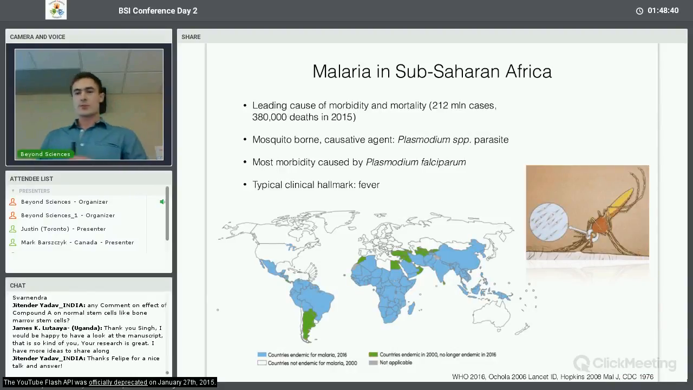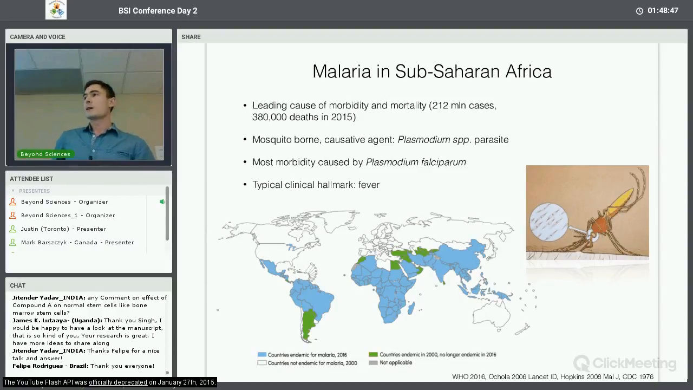So I'll give you a brief introduction. We all heard about malaria, and we all know that malaria remains a serious health burden globally, but especially in Sub-Saharan Africa. According to the recent WHO report, Sub-Saharan Africa was home to about 90% of all global malaria cases, and approximately the same proportion of deaths in Sub-Saharan Africa was attributed to malaria.